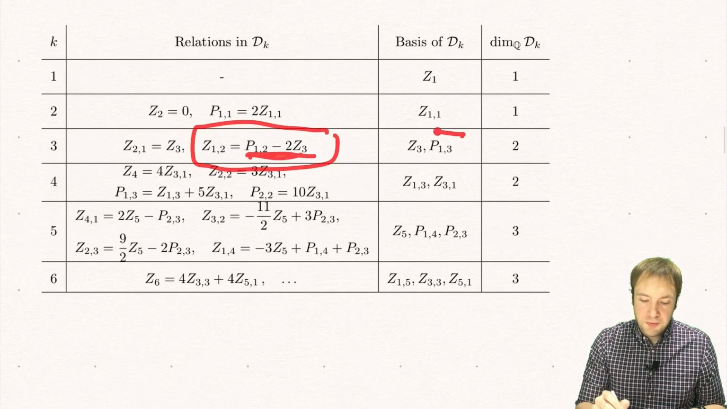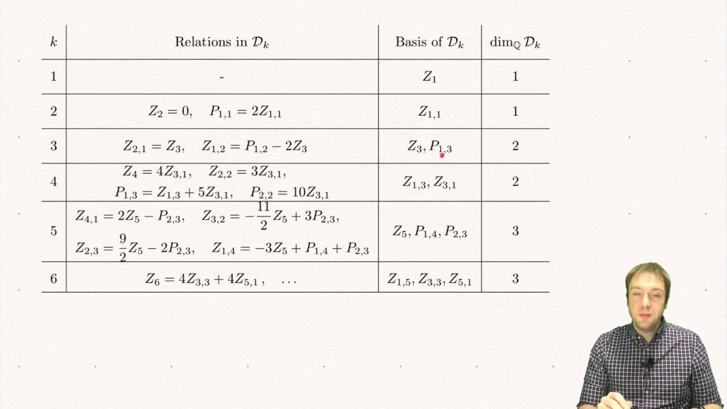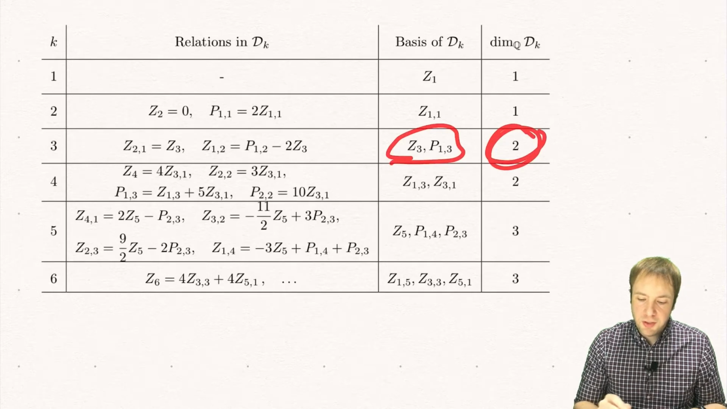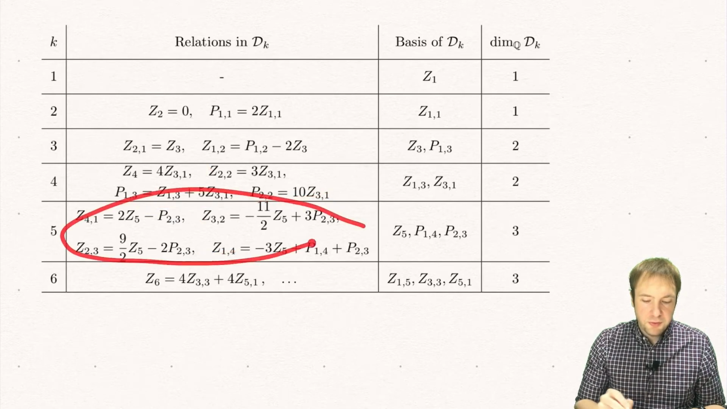So in other words, you can see that every element can be written as a linear combination of Z3 and P13. And they don't have a relation among each other, so the dimension is 2. And then you can go on. In weight 4 and weight 5, I give you all possible relations.